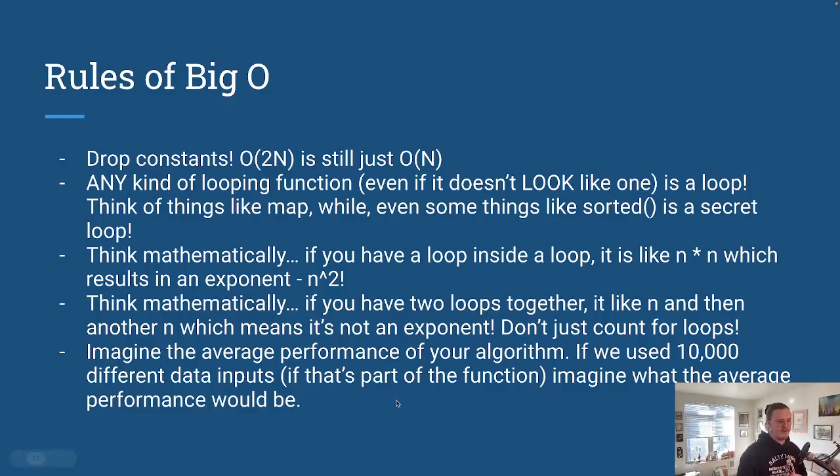And then imagine the average performance of your algorithm, right? If we use 10,000 different data inputs, then imagine what the average performance would be. And that's kind of what we're trying to communicate here, right? Give us a ballpark. Let us understand overall why your algorithm is better than mine, right? And again, algorithm doesn't necessarily just mean what we've been doing the last document or two. That can be all of our code, right? Any solution to a problem is technically an algorithm.